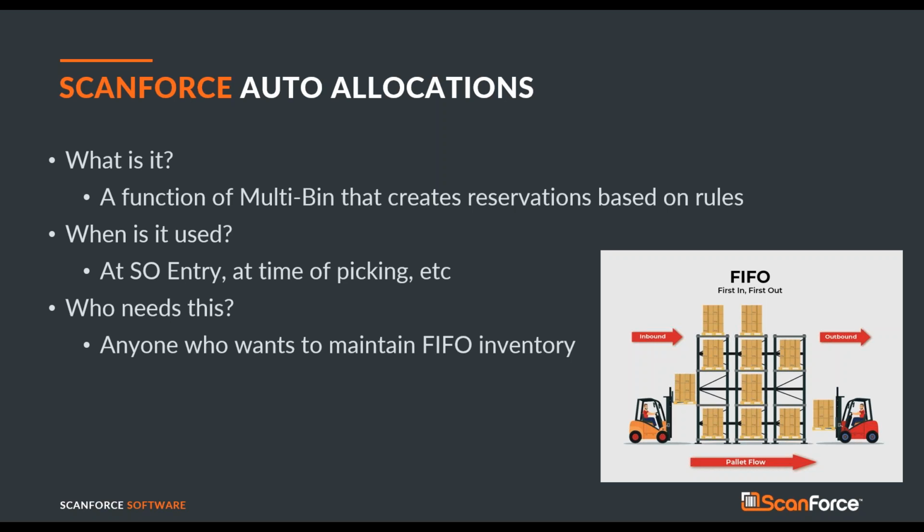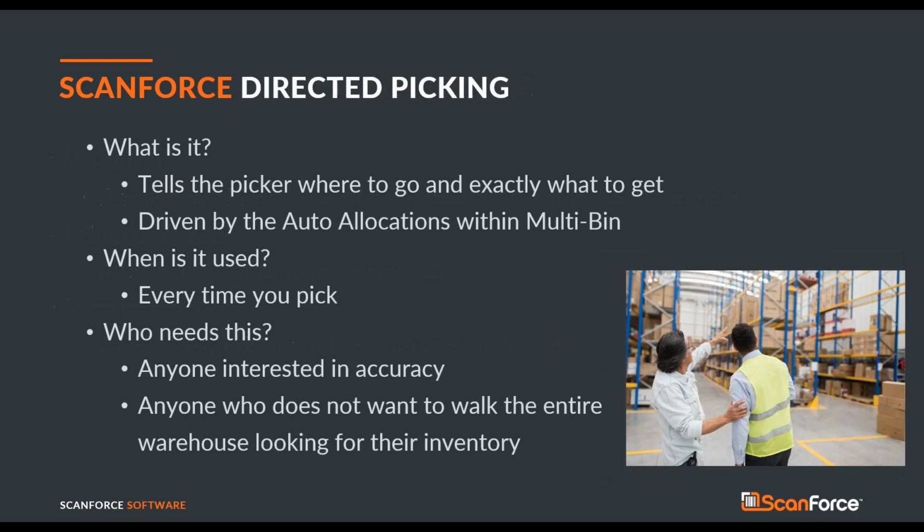Maybe that's more important to you. So there's another business rule that says, let's go by expiration date. So maybe we want to pull the stuff that's going to expire first, even if it's not the oldest stuff that we put into stock. So again, we help you develop these business rules and put them into the system. And now it's going to tell the user what to do. And it does that through what we call directed picking. Directed picking will show up on the handheld when you go to pick a sales order.